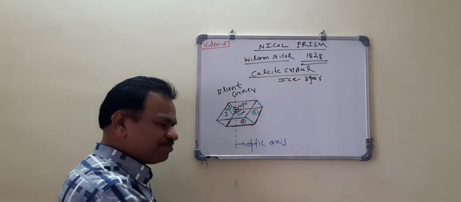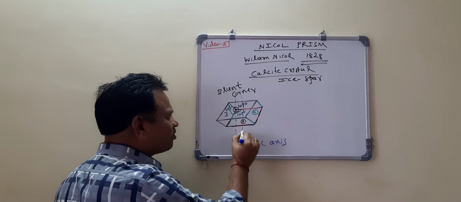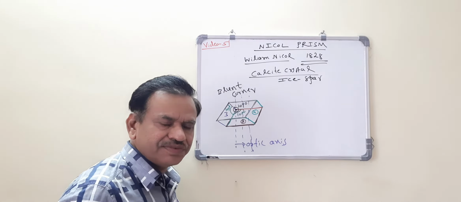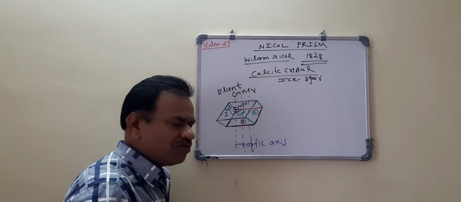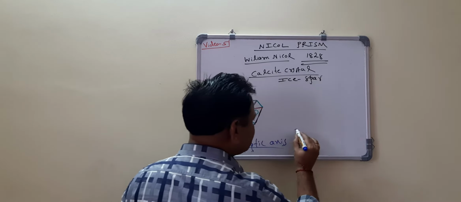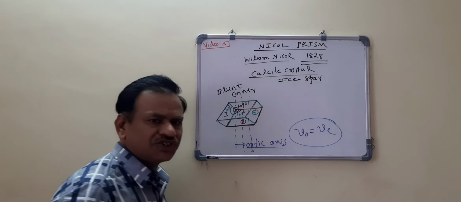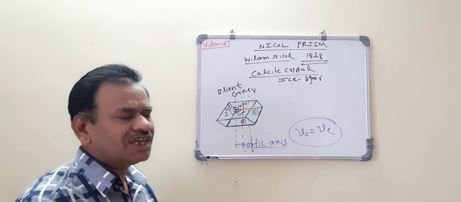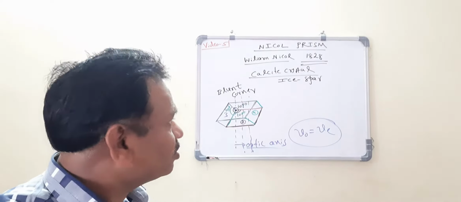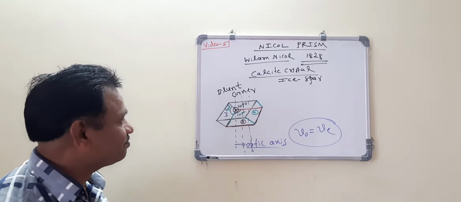It is a direction, and I can draw any parallel lines, and these are also optic axes. I already explained in the previous videos what the optic axis is. Along the optic axis, the velocity of the ordinary ray and the velocity of the extraordinary ray are both the same. Okay, now let us come to the construction of the Nicol prism.